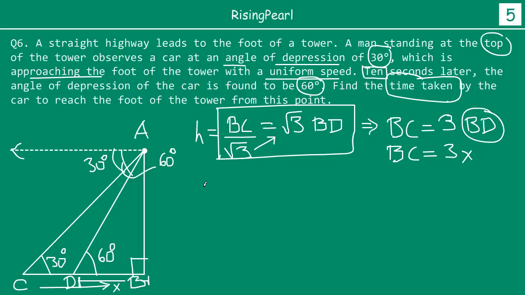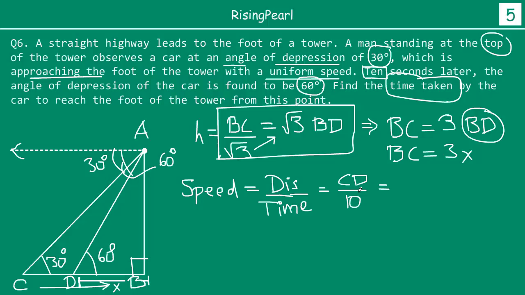So what is the speed of the car? Speed of the car is distance divided by time. We know this from science. Speed is distance divided by time. So the car covered the distance CD in how much time? It covered that in 10 seconds, so divided by 10.